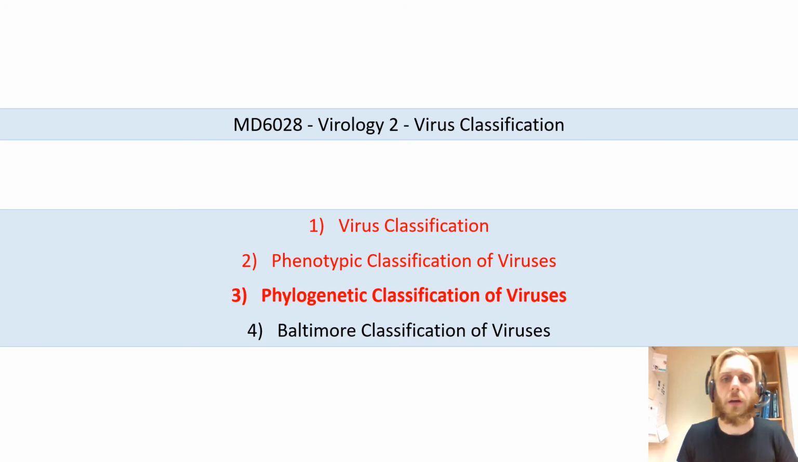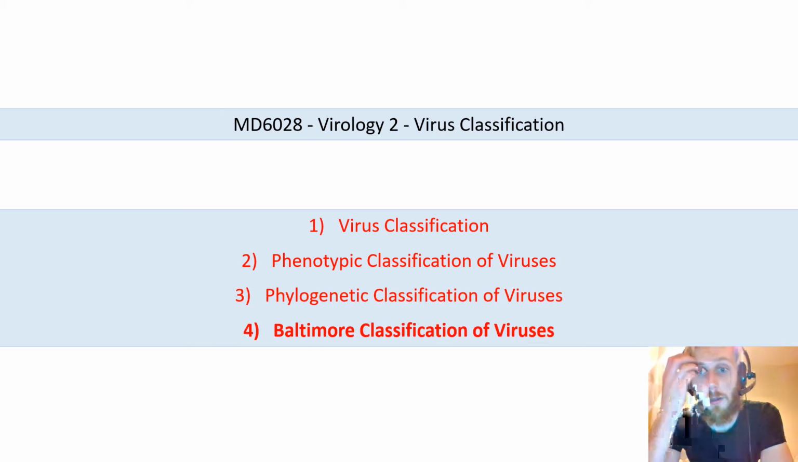Okay, so that's phylogenetic classification. Again, limited but still useful. Baltimore classification system next. Last of all, I want to talk about the Baltimore classification system. Again, you'll see this classification system is really closely tied to the other classification systems, and hopefully you'll understand what I mean by that as I explain the details of it.